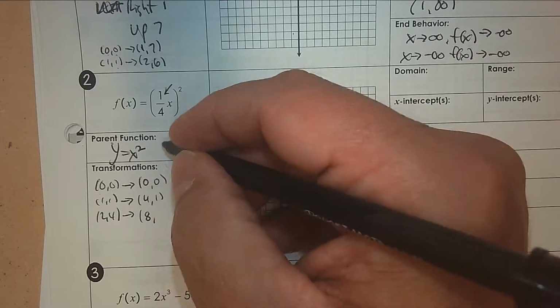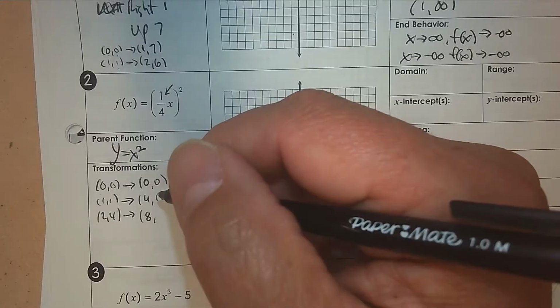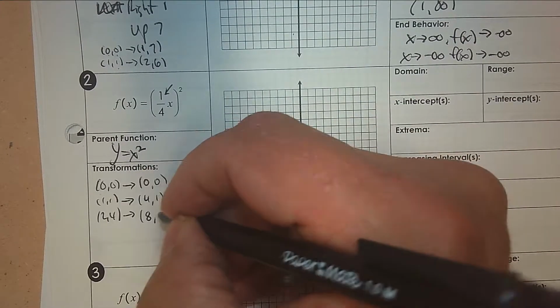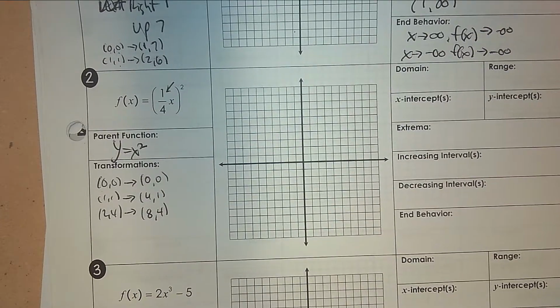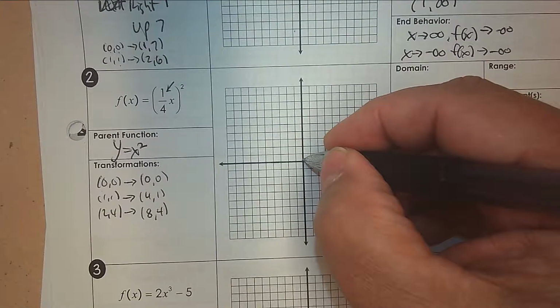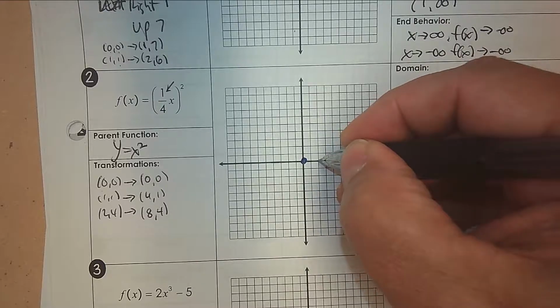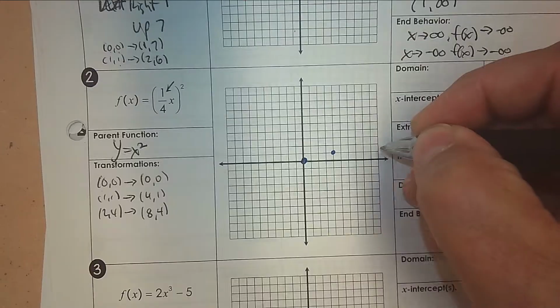So we call this a horizontal stretch. The y stays the same. There we go. So we're going to plot the points I just said, 0, 0, 4, 1, and 8, 4.